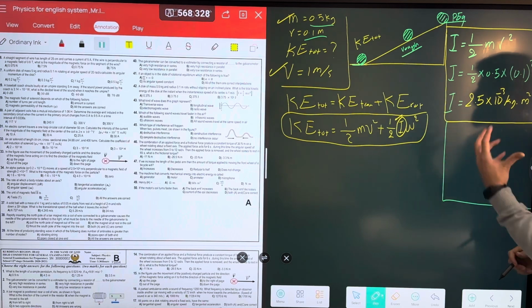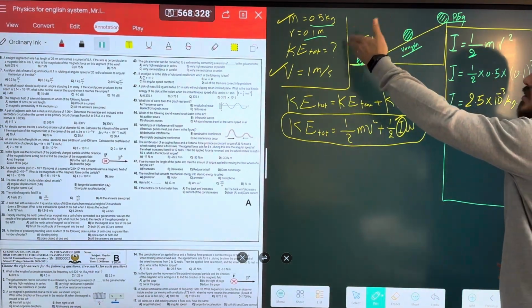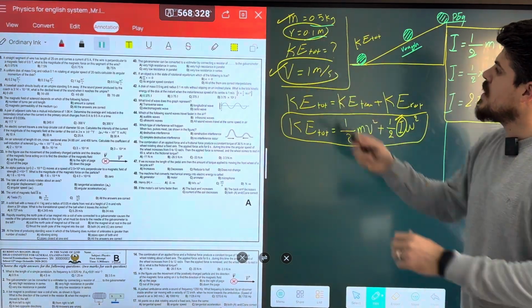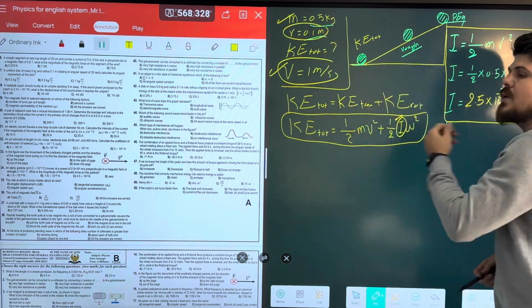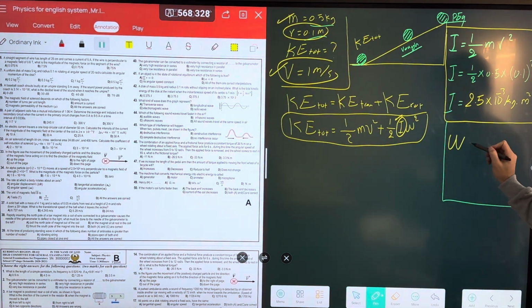And also we need the angular speed to find total kinetic energy. Do we have angular speed? No, but we have V and R. Because of the velocity and the radius of the disc, we can find the angular speed, because angular speed is equal to what? Is equal to V over R.